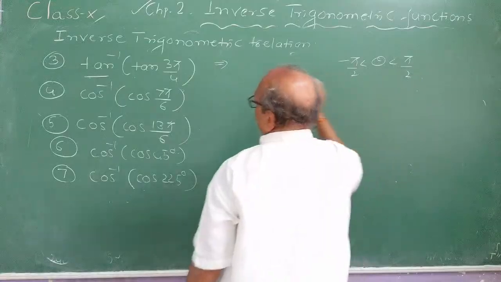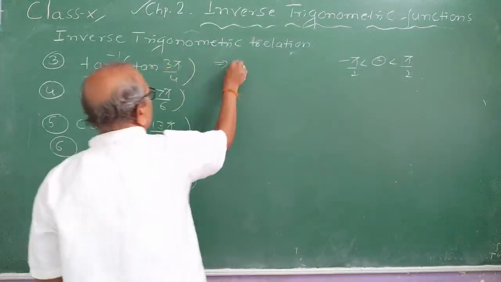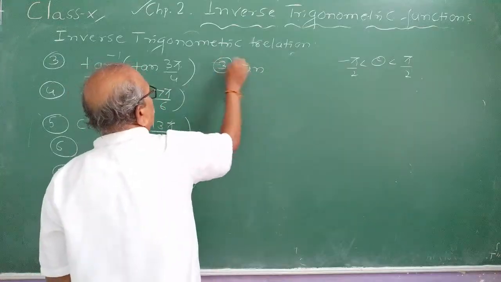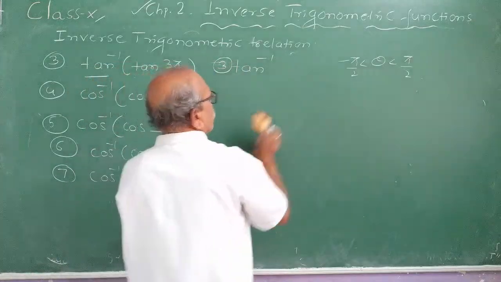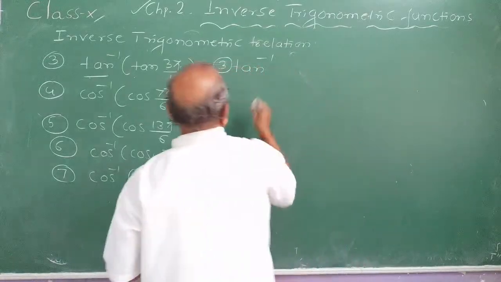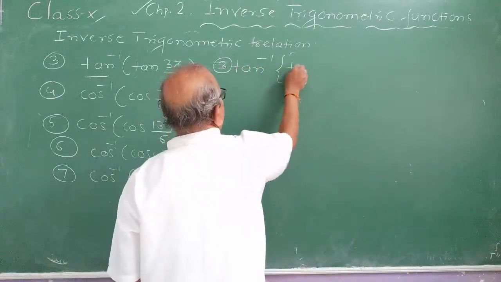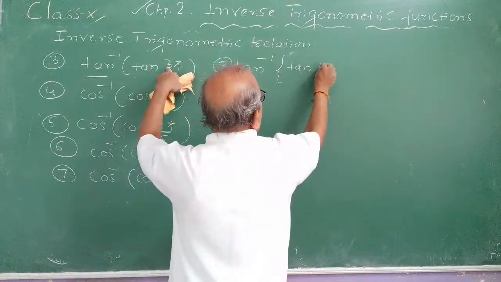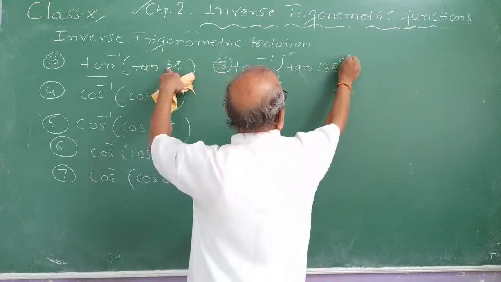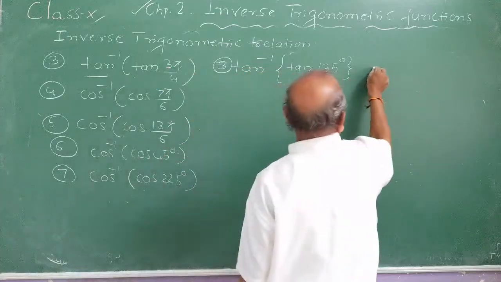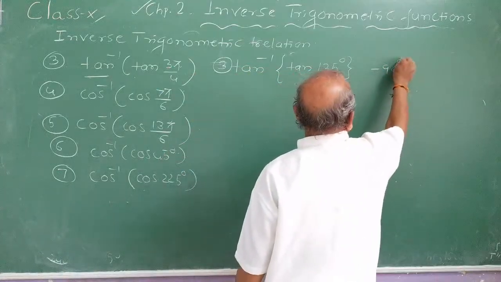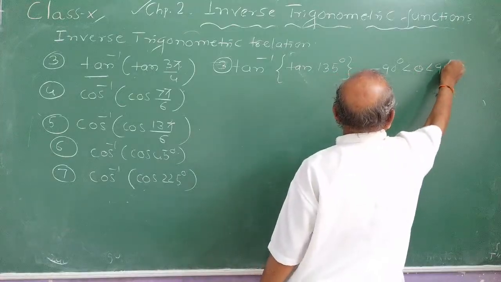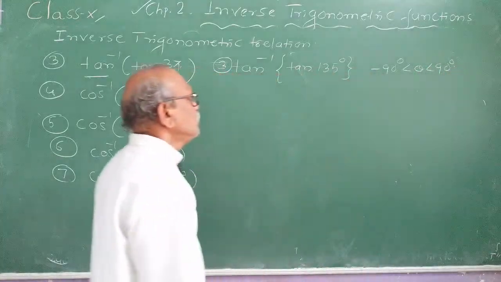Keeping this in mind, what does 3 pi by 4 become? I will take the third one, and you can try the remaining. Tan inverse of tan 3 pi by 4. Pi by 4 is 45, so 3 pi by 4 is 135 degrees. Does 135 degrees lie in minus 90 to plus 90? Observe. No.